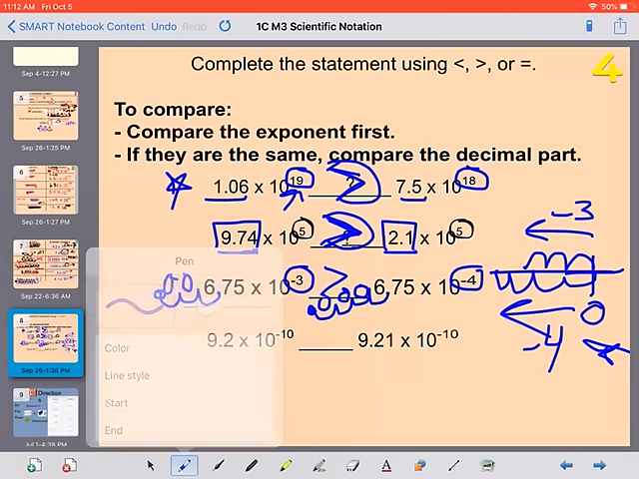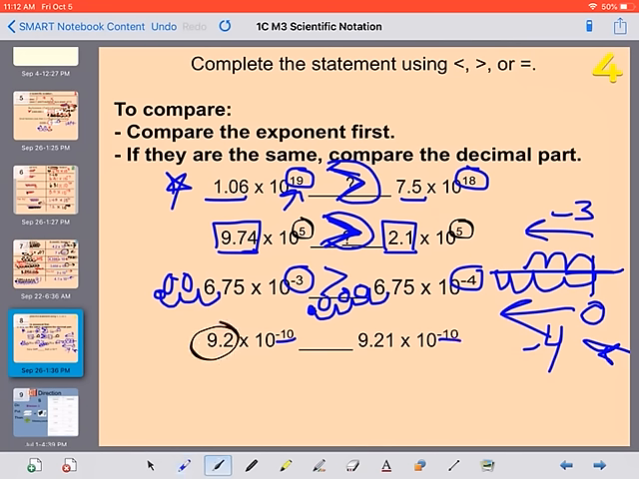Last one, we have -10 exponents. They're divided by 10 times, each of them, so we need to compare our two numbers. Which is greater? We have 9.2 or 9.21. Well, 9.2 is really 9.2 and nothing, so the greater one would be 9.21. So alligator is on the right on this one.